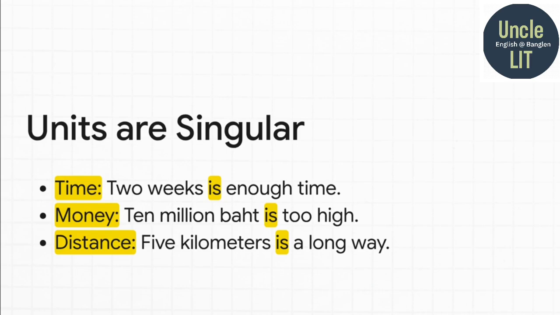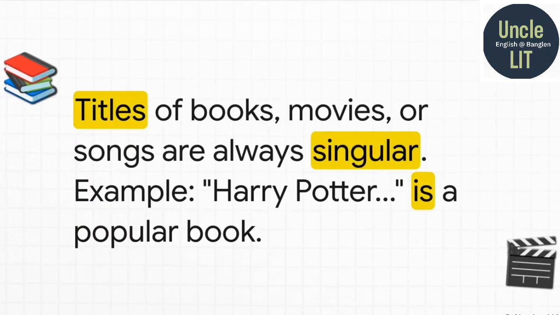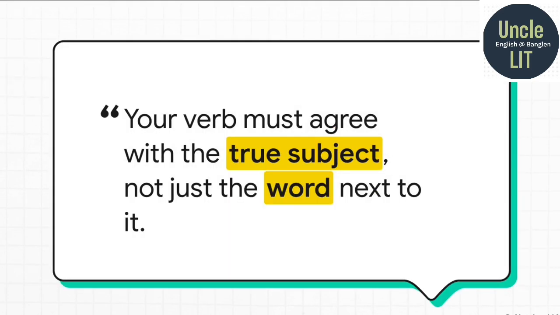And another super simple one to finish off our pro-level rules, the title of any single work, a book, a movie, a song, is always singular. Even though the title has a bunch of words, and some of them might even be plural, we're still just talking about one single book. So the verb is singular.